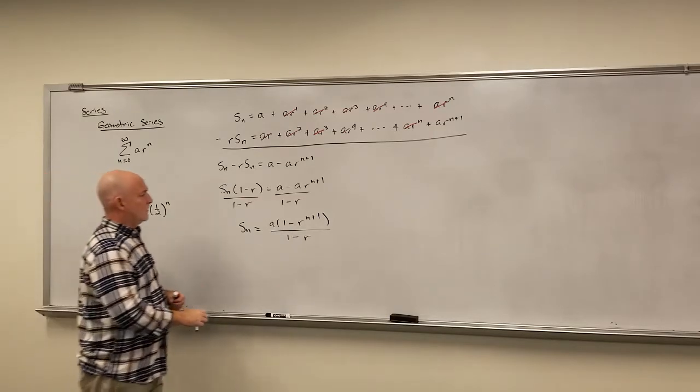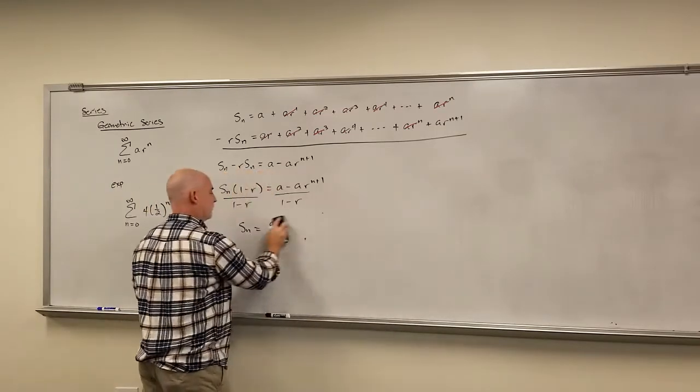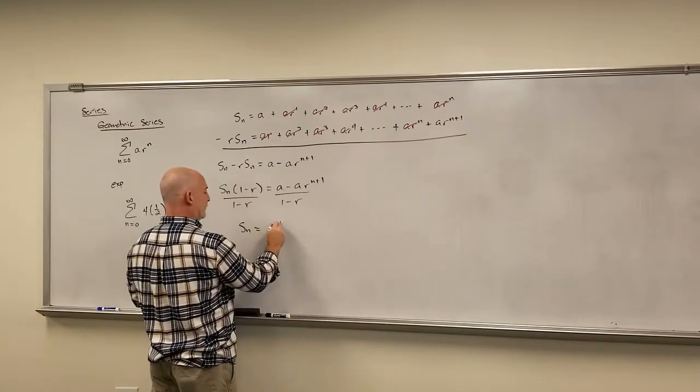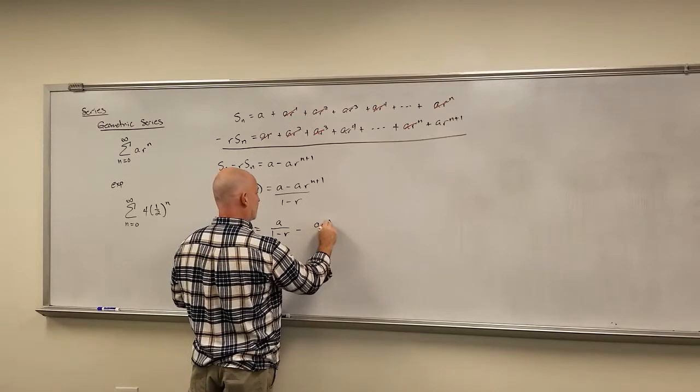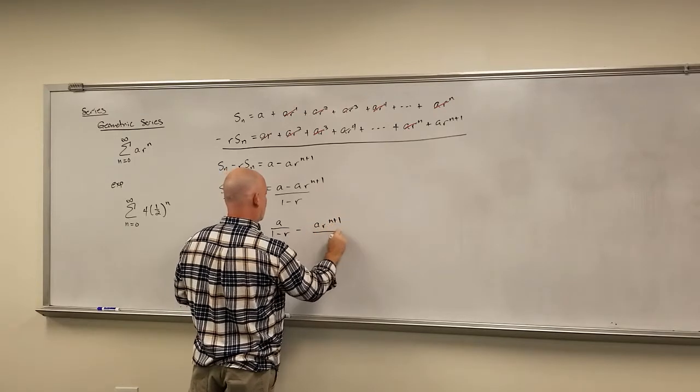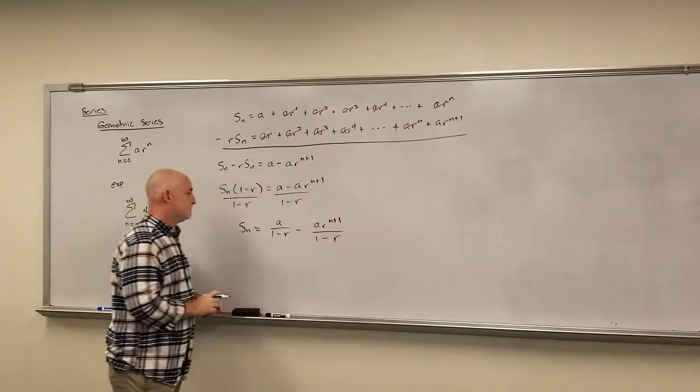Actually, you know what? I'm going to do it like this. This may look a little bit better. I'm going to write this as A over 1 minus R minus AR to the n plus 1 over 1 minus R.